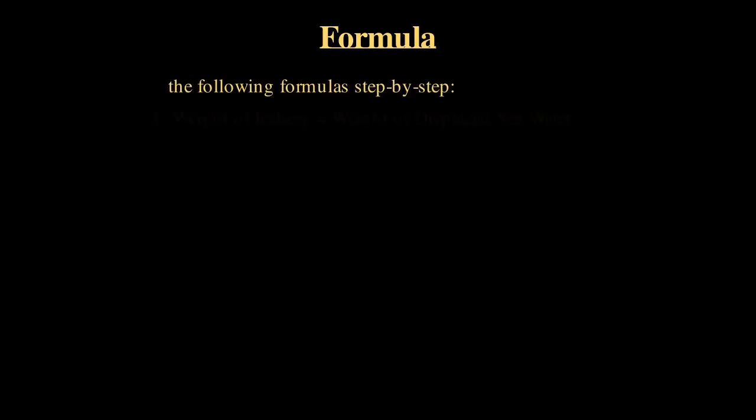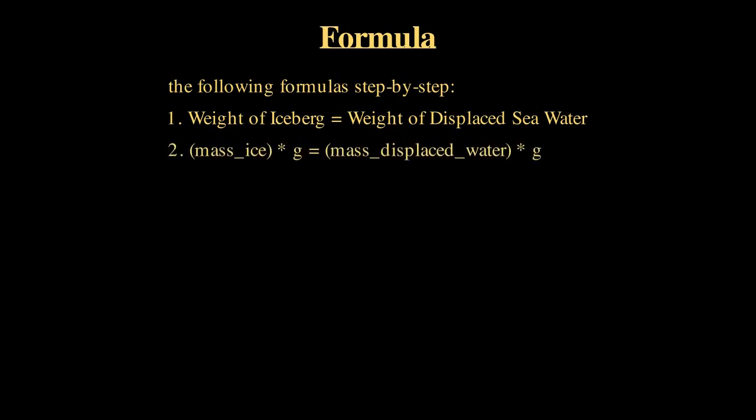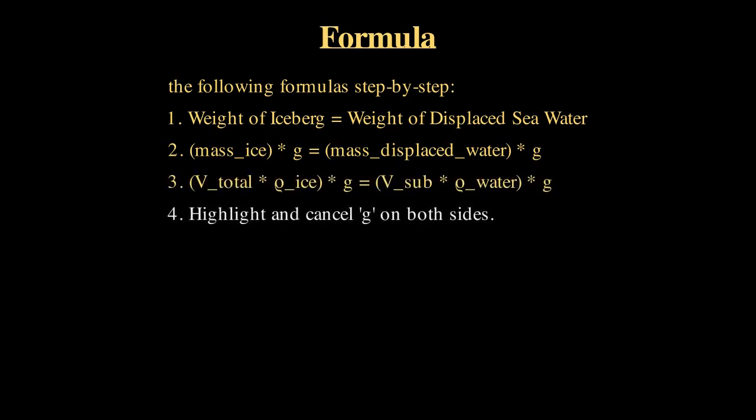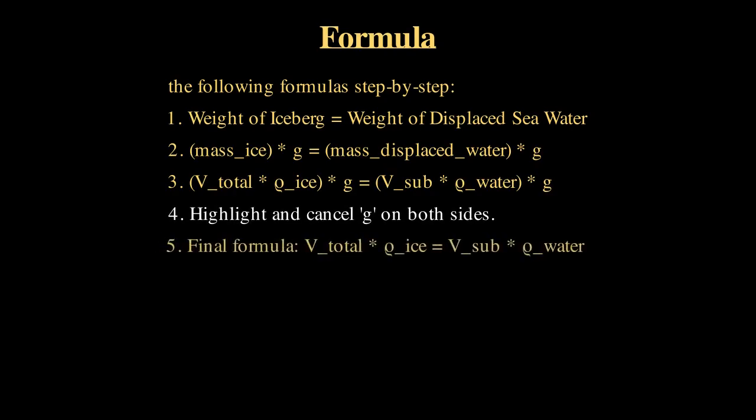Now let's turn this concept into a formula. We know that weight is mass times the acceleration due to gravity, g. And mass is volume times density. So the weight of the iceberg is its total volume, V total, times its density, rho ice, times g. The weight of the displaced seawater is the submerged volume, V sub, times the density of seawater, rho water, times g. By equating these two, we get V total times rho ice times g equals V sub times rho water times g. Notice that g appears on both sides, so we can cancel it out. Our working formula becomes V total times rho ice equals V sub times rho water.